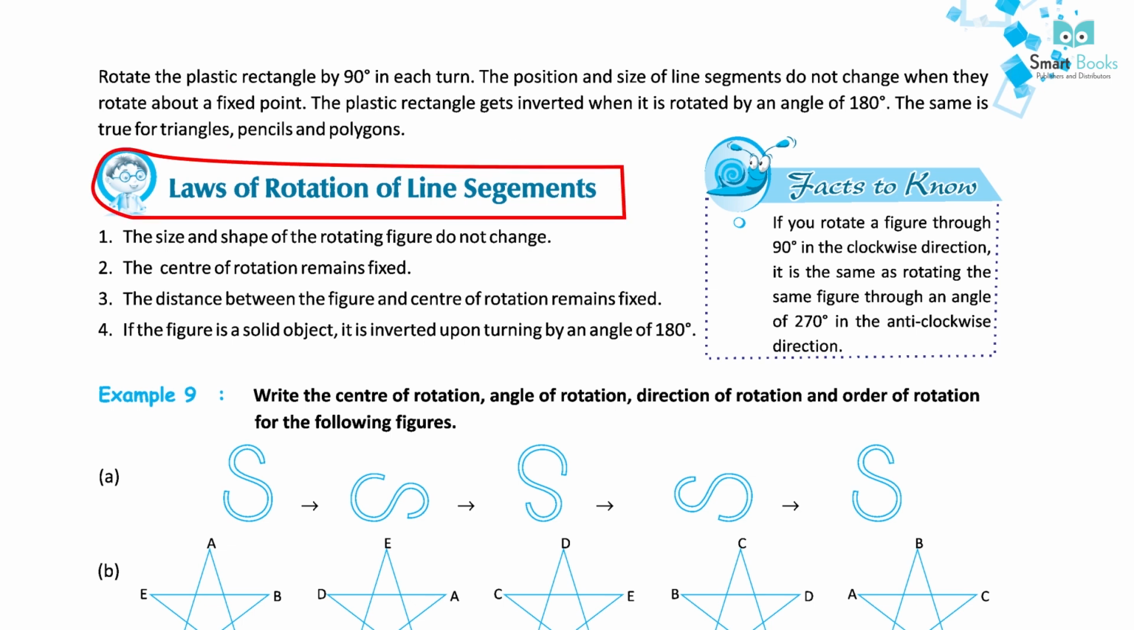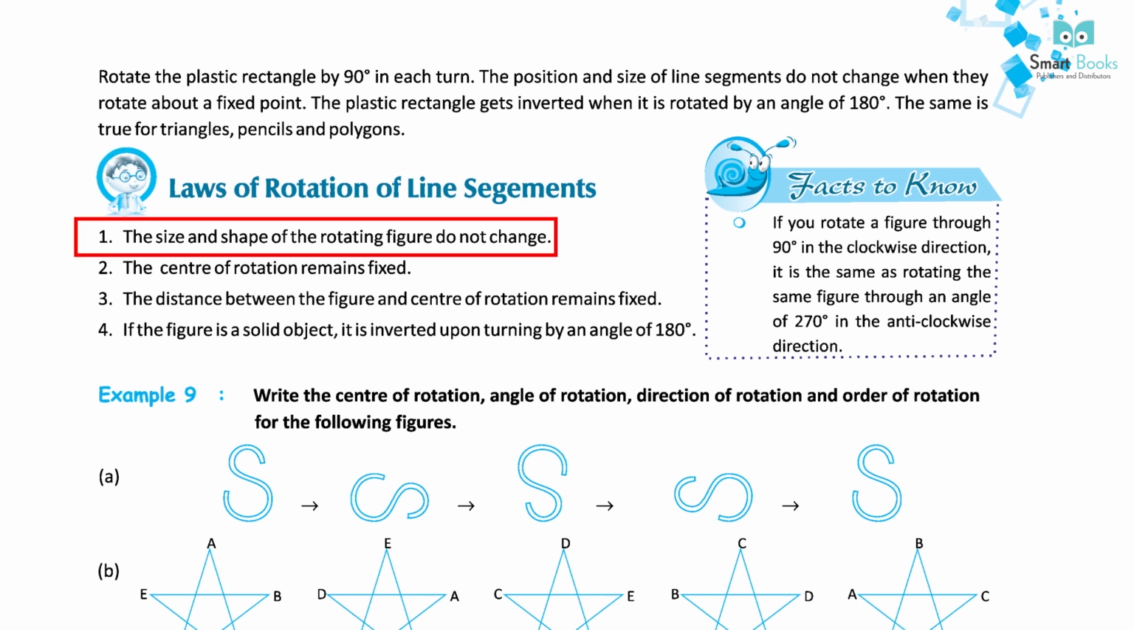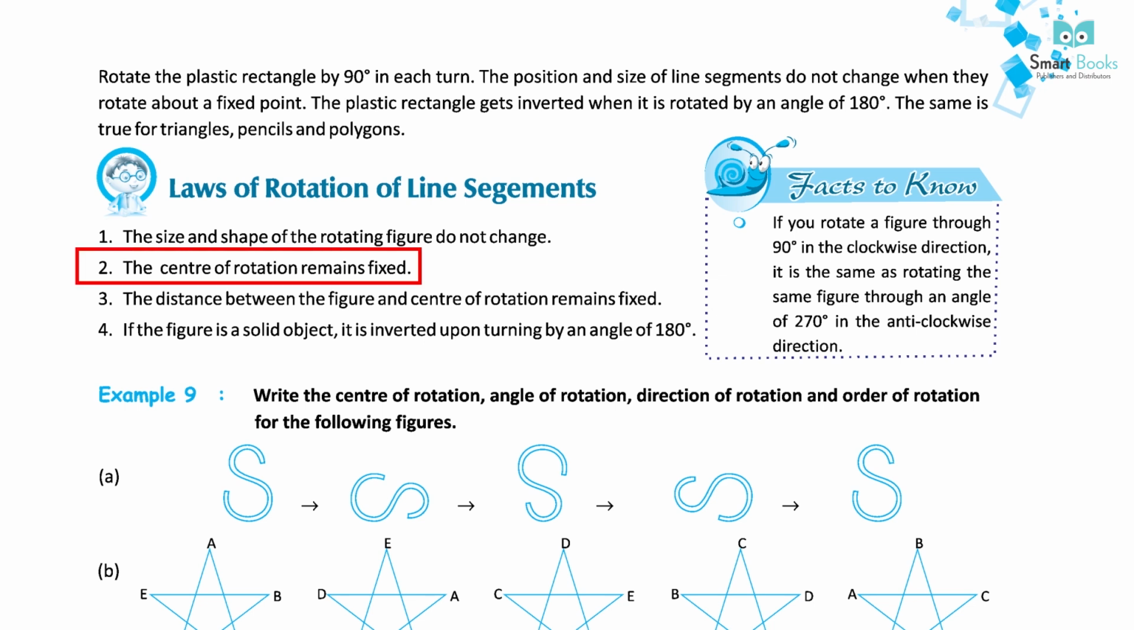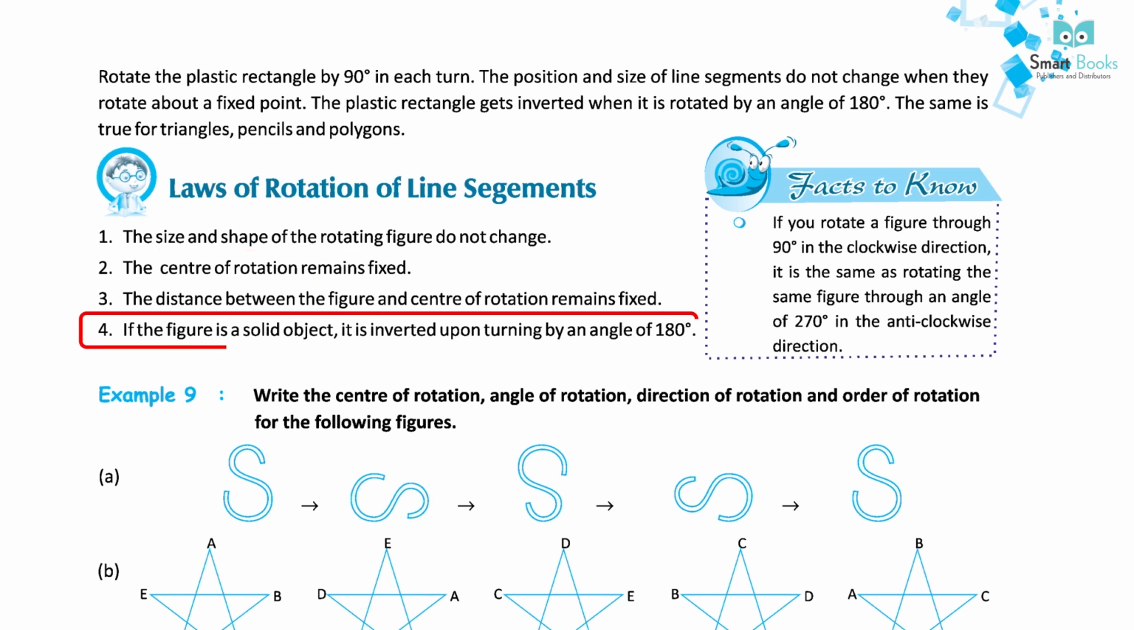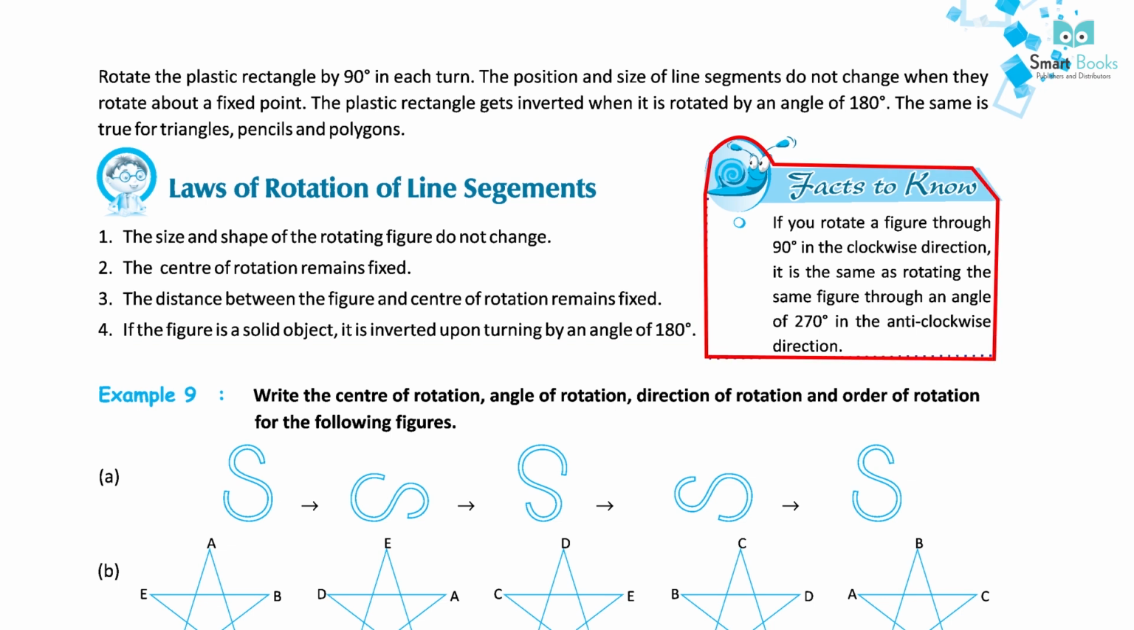Laws of rotation of line segments. First, the size and shape of the rotating figure do not change. Second, the center of rotation remains fixed. Third, the distance between the figure and center of rotation remains fixed. Fourth, if this figure is a solid object, it is inverted upon turning by an angle of 180 degrees. Facts to know. If you rotate a figure through 90 degrees in the clockwise direction, it is the same as rotating the same figure through an angle of 270 degrees in the anti-clockwise direction.